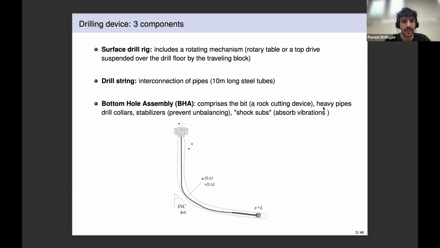And then we will assume that the drill string and BHA are two separate components, with the BHA being a little heavier and larger.